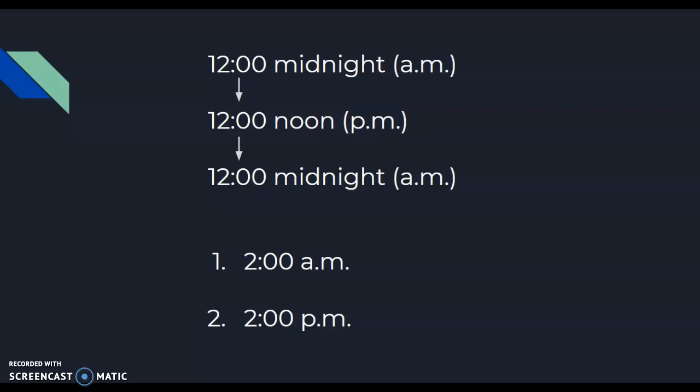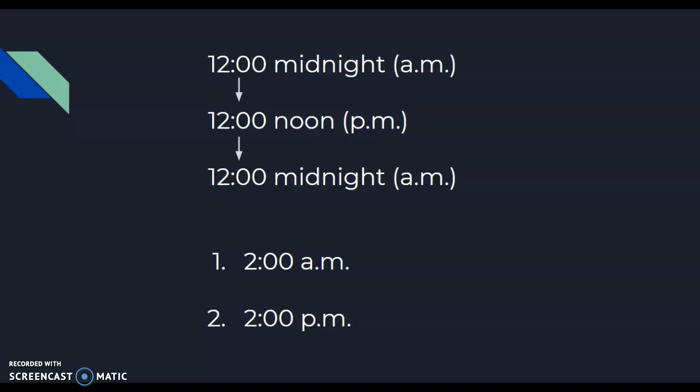Well, then we reach 12 o'clock, but now it's p.m. Now it's noon. It's in the middle of our day. And in the middle of our day at noon, that is when our evening hours begin. Then it's 1 o'clock, 2 o'clock in the afternoon, 3 o'clock, 4 o'clock into the evening.